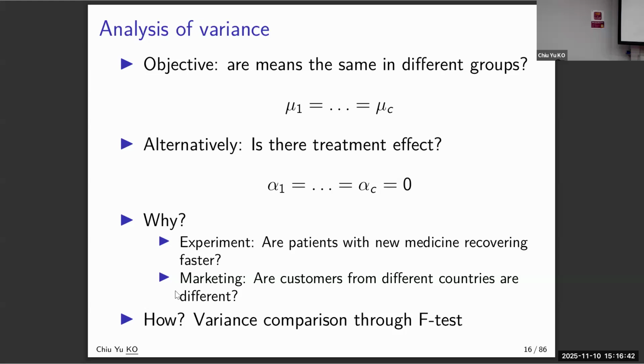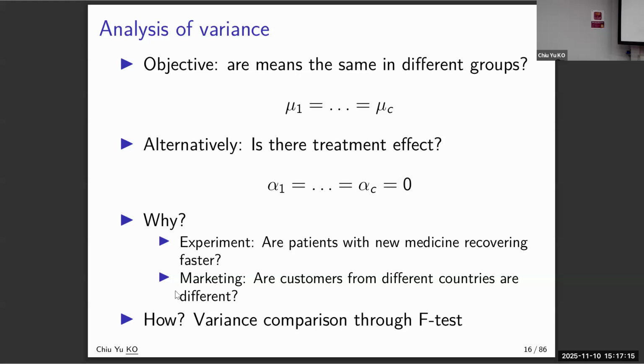For example, when you do an experiment, you have a new medicine, but you apply it in different contexts, right? What's the amount you give to the patient? Maybe 1 pill, 2 pills, 3 pills, 4 pills, 5 pills, and many kinds of combinations, right? Combined with food, combined not with food, those kinds of things. Then you want to see, are they different?